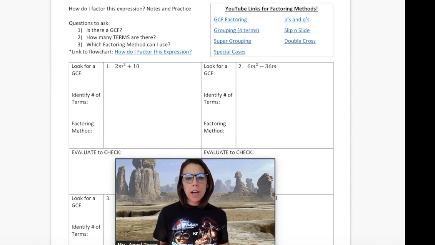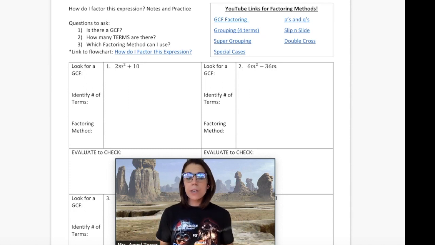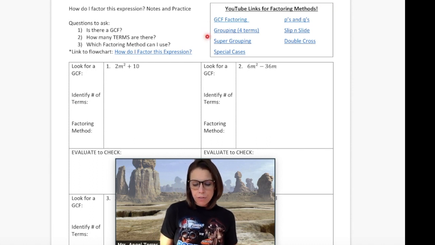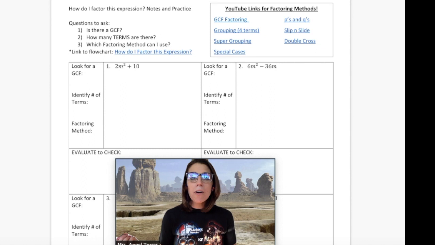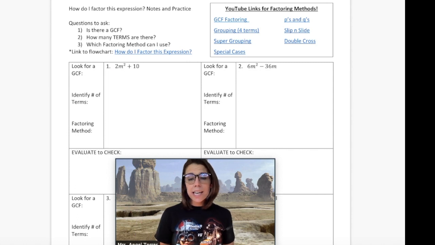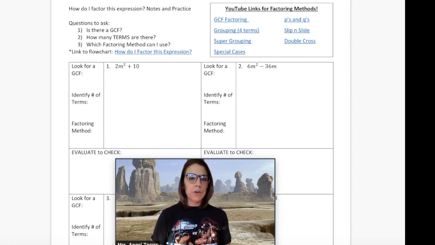Okay, so you should have a copy of these notes in front of you, either electronically or printed out. The cool thing about the electronic version of these notes is that there are hyperlinks that you can use. So consider this your little factoring toolbox. Here are all of the ways that we've learned to factor: GCF, grouping, supergrouping, etc. And if you click on those links, they'll take you to shorter videos that I've recorded in the past of those methods. And the longest video, I think, is 10 minutes. So it could just be a really quick review for you.